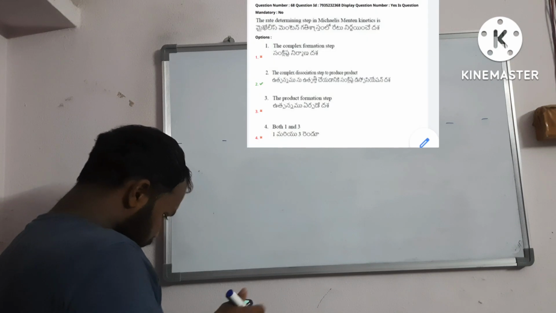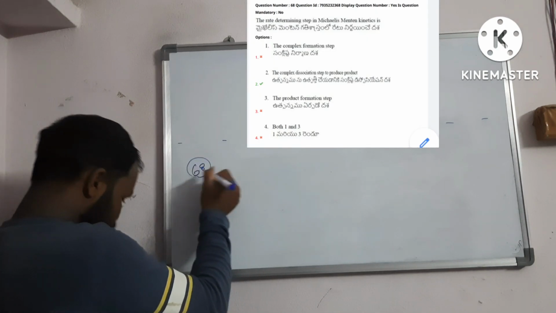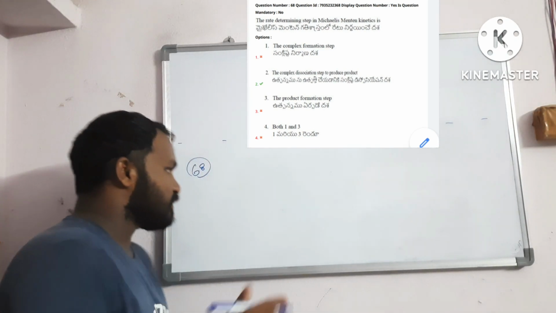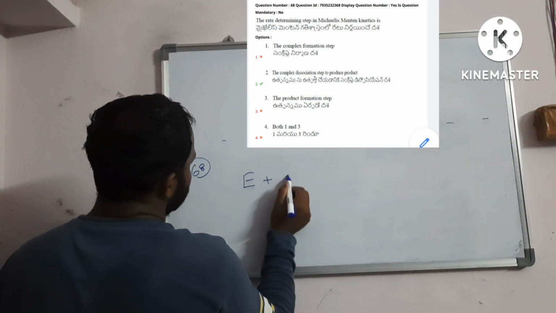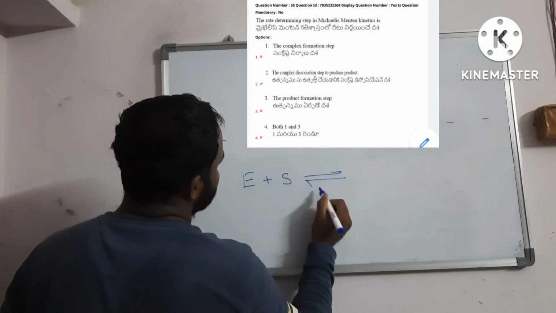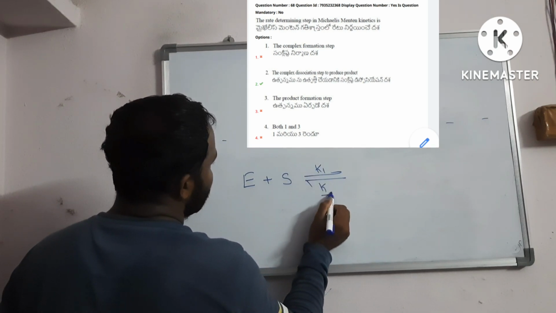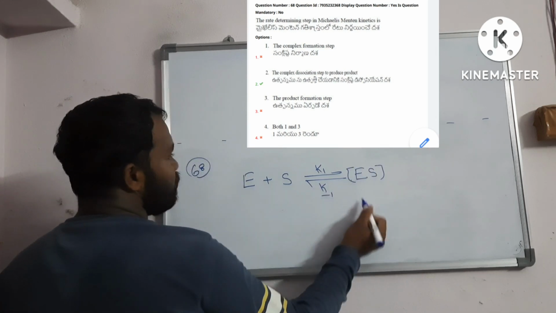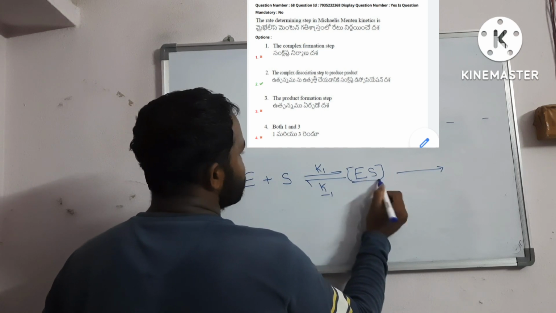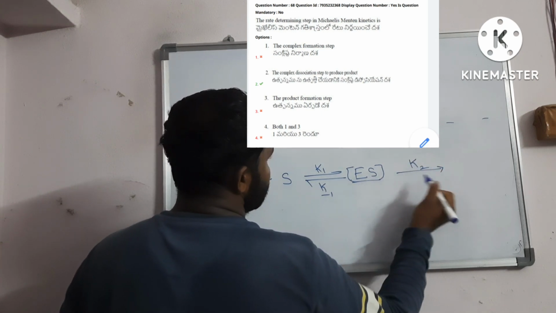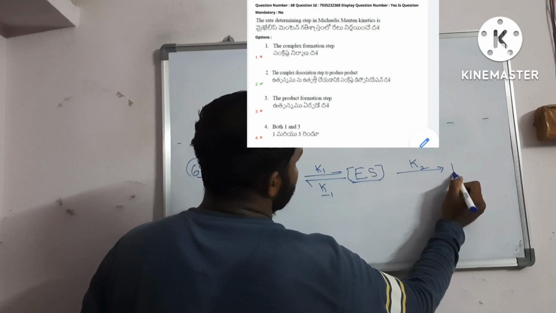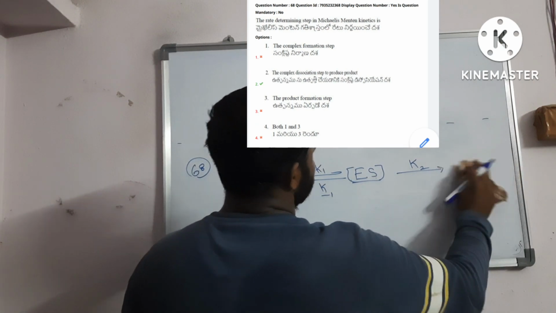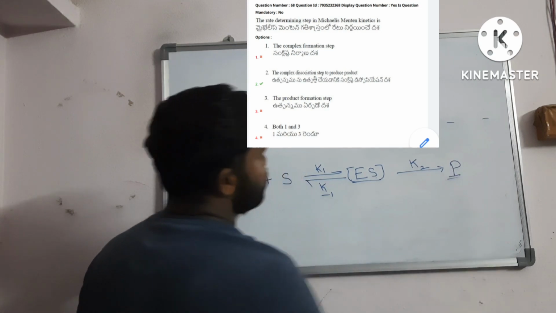Next, question number 68. The rate determining step in Michaelis-Menten kinetics is? If E is an enzyme and S is a substrate, this undergoes a reversible reaction with rate constants K1 and K minus 1. This forms the initial enzyme-substrate complex. This bracket represents the complex. This complex undergoes K2, I am writing the rate constant, and you get the enzyme plus the product.